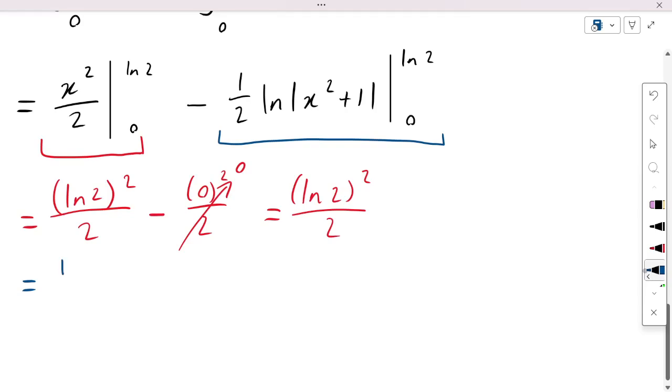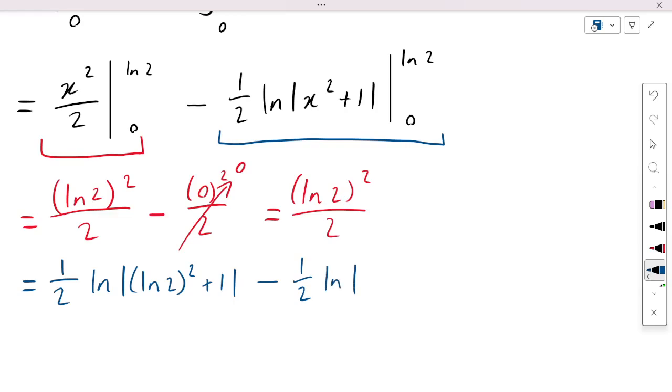So we're basically going to exclude this negative because we're going to minus them at the end. So it's going to be a half multiplied by the natural log of the absolute value of, we're first dealing with the upper limit, so it's going to be the natural log of 2, all squared plus 1. And then we're going to have minus. We're going to use the lower limit now. It's going to be a half multiplied by the natural log of 0 squared plus 1.